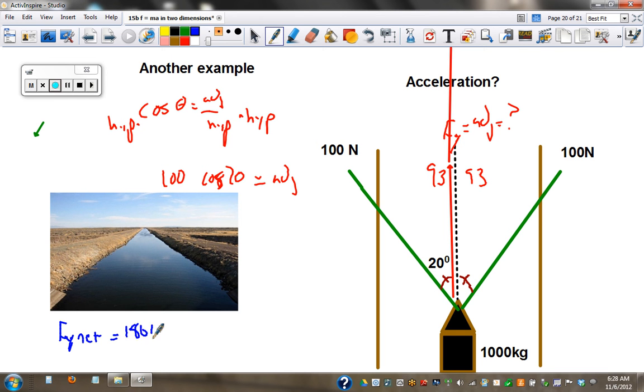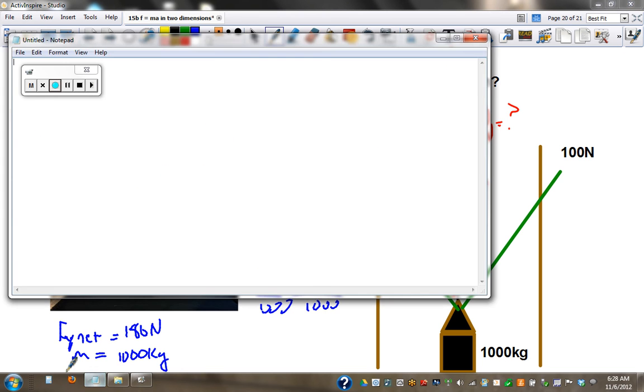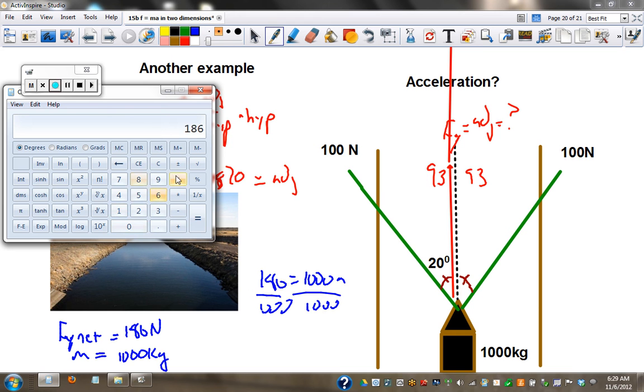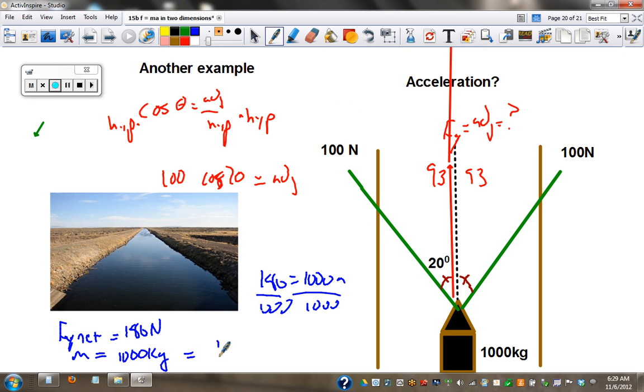equals 186 newtons. I know mass equals 1,000 kilograms. So let's find acceleration. 186 equals 1,000 times a divided by 1,000. 186 divided by 1,000 equals 0.186 meters per second squared.